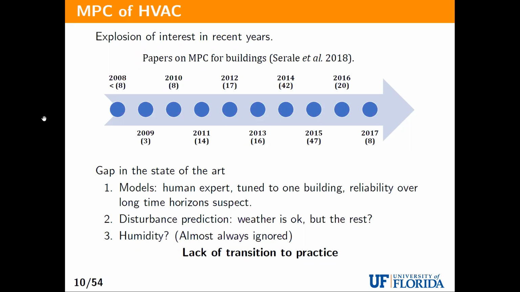So I would say a combination of all of these things has been at least one of the reasons why we have not seen a whole lot of transition to practice. So we have to address at least these two first challenges, and also the third one, if you want to apply this in Florida. We have to have models that are reliable, and we have to figure out how to predict disturbances that will go into the optimizer.